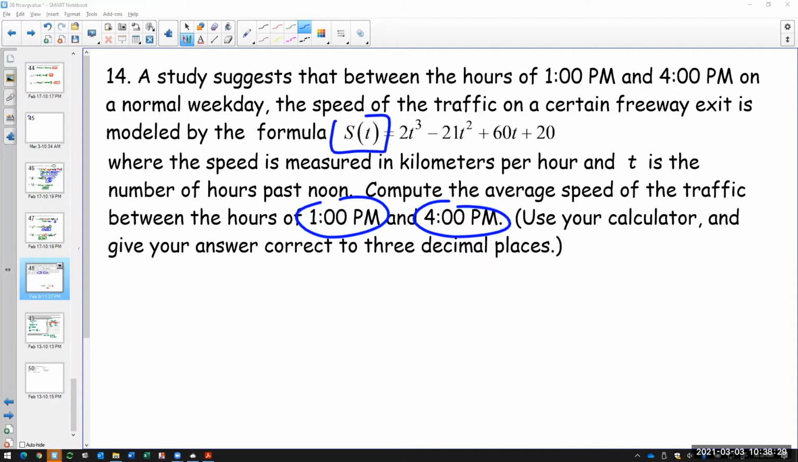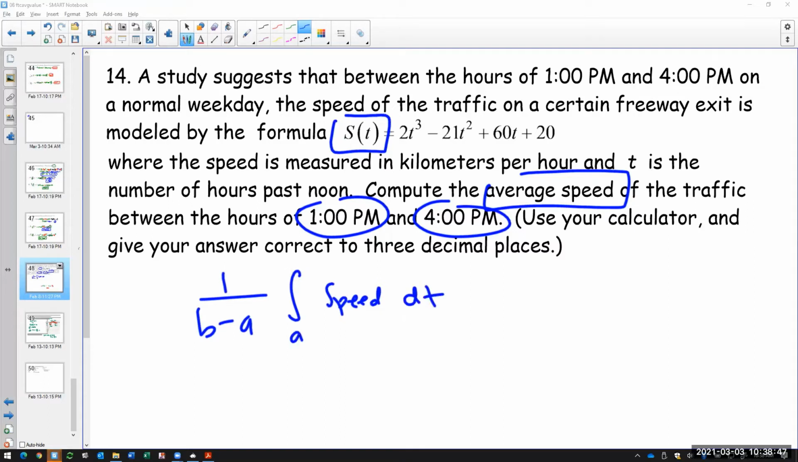If I'm given speed and I want average speed, then you use the average value formula. So this is going to be 1 over b minus a, the integral of speed, because I want the average speed, dt. So there's my formula, and this is a and this is b. Usually, guys, you would pick this as a and this as b, and actually, I would. Do you guys want to switch it and see that you get the same answer, or do you want to just keep it?